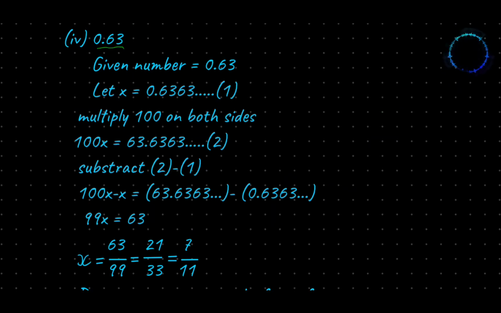So, the given number is 0.63. Let x be equal to 0.6363, as the bar is given already in the question. So multiply by 100 similarly as we did in the previous question. 100x we are multiplying, so let's jump this point two numbers ahead. 63.63, second minus first. 100x minus x is 99x. Then 63.6363 minus 0.6363 is equal to 63.